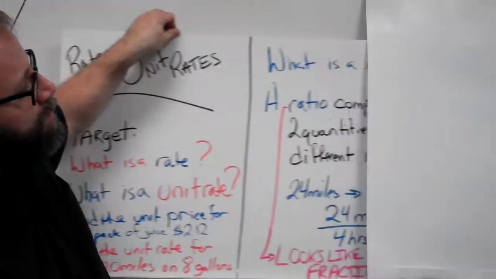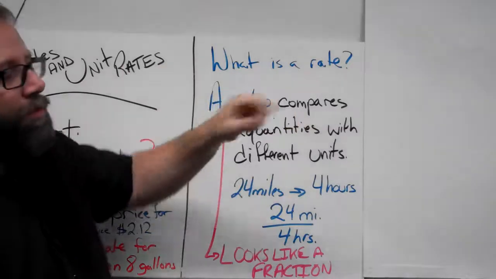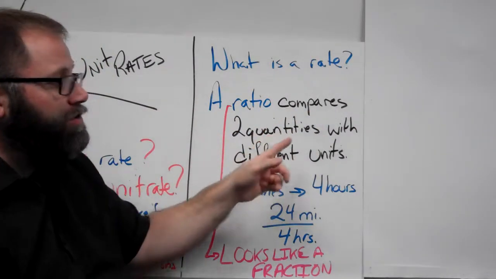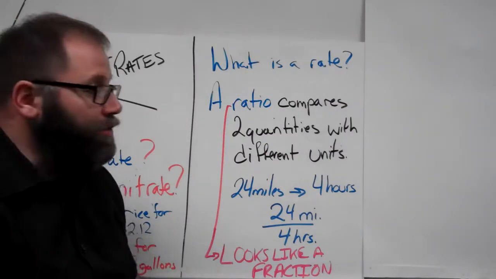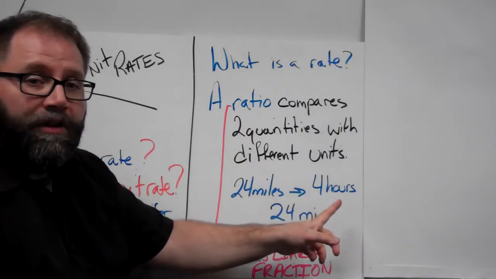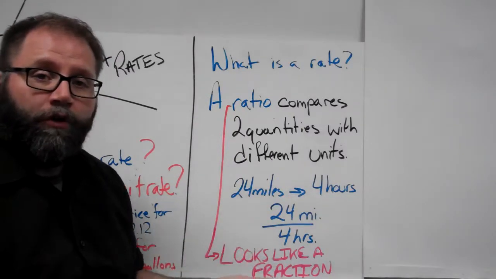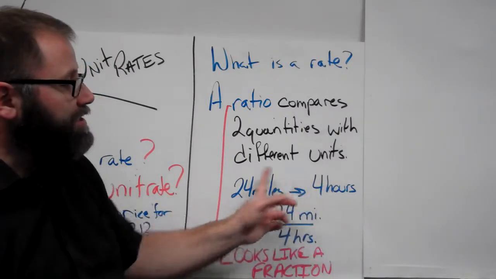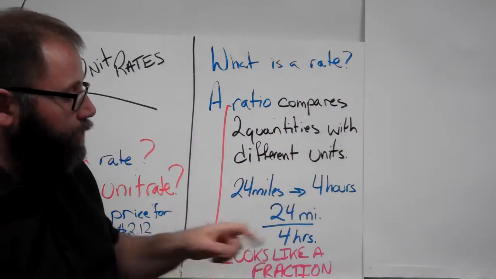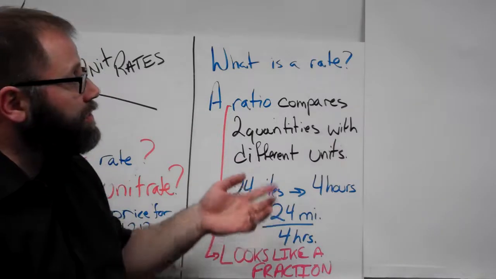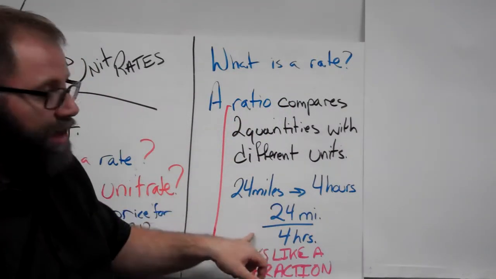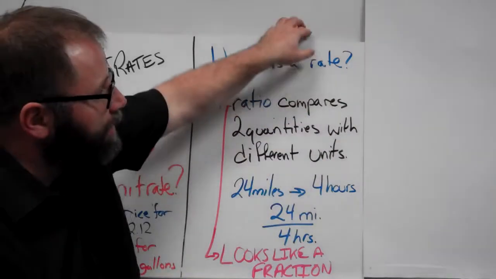So let's get into this. We'll do our definitions first here. What is a rate? A rate is a ratio. It's a ratio that compares two quantities that have different units. So what we're talking about here is something like 24 miles in 4 hours. If you were traveling 24 miles in 4 hours, that's a ratio we can set up which will give us a rate. What do ratios look like? Well, they look like fractions. So we're always going to set them up just like this with a numerator and a denominator.